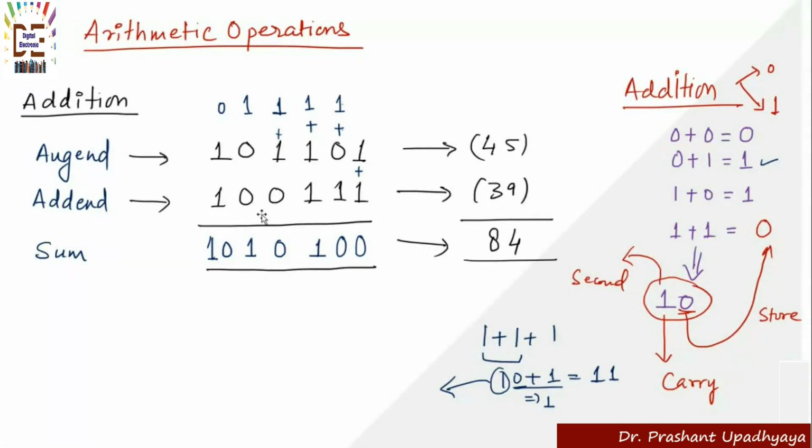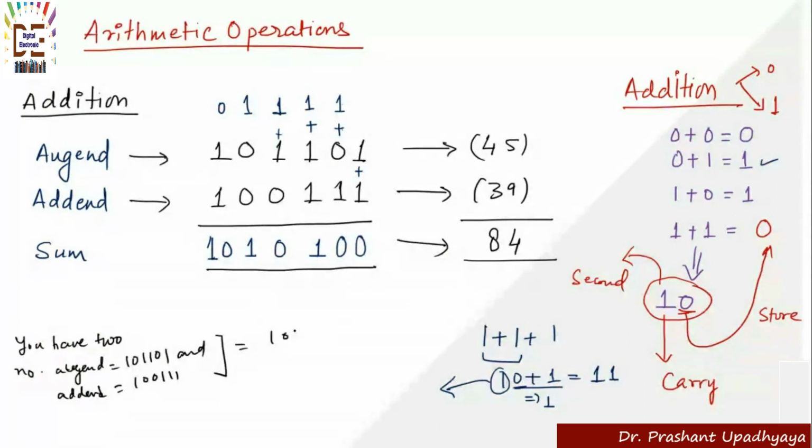Whenever a question is given to you like this, with two numbers, let's say it has given the augend as 101101 and the addend as 100111. So what does it mean? It means simply 101101 plus 100111, and the result of this augend and addend is known as the sum.